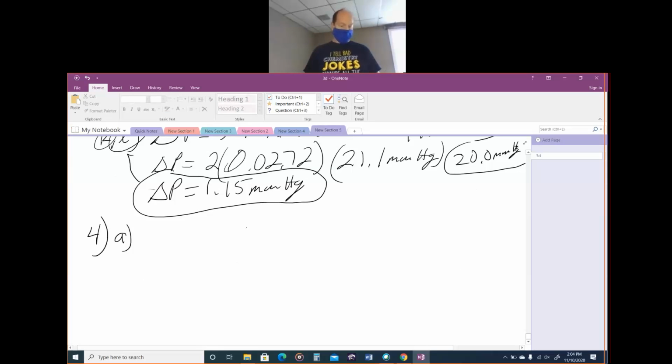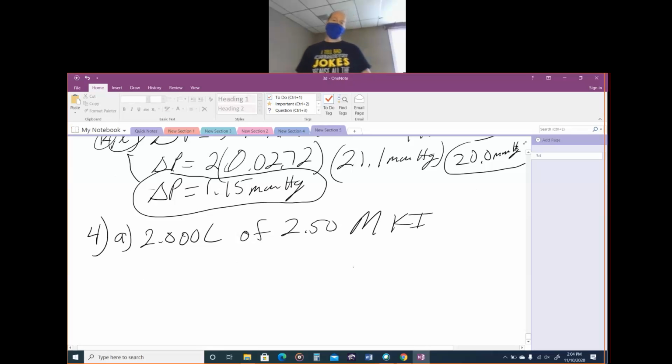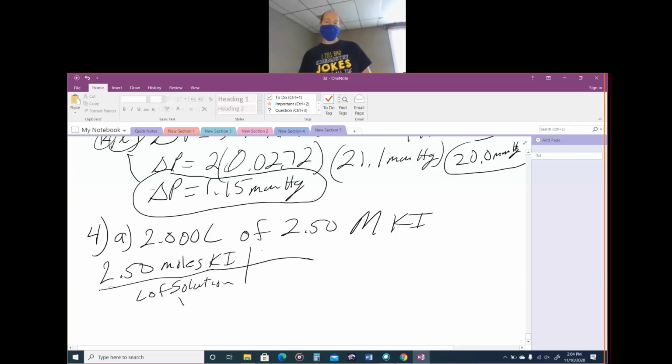All right, it's another how would you make. This time we're going to make a molar solution. We want to make 2 liters of 2.50 molar KI. So again, you need to know the units for molarity. So you have 2.50 moles of KI per liter of solution. We want to make 2 liters of solution.